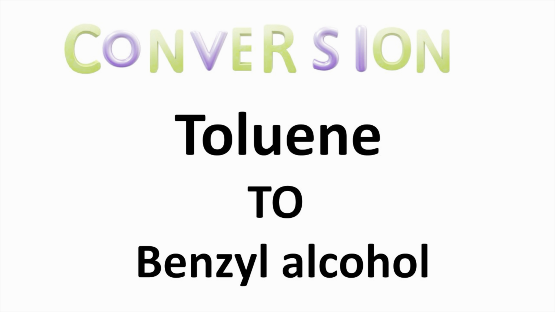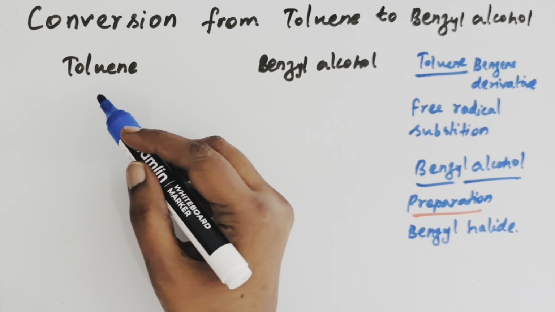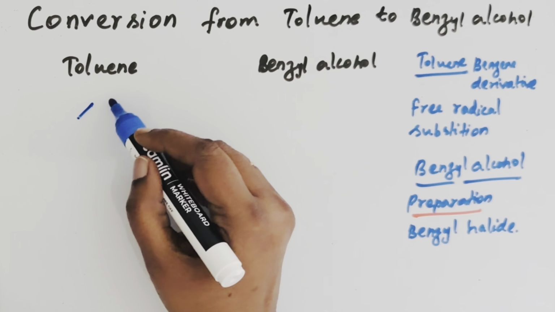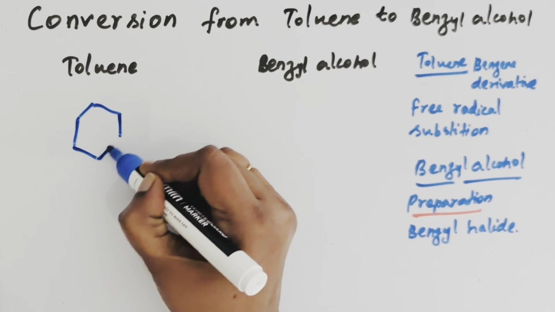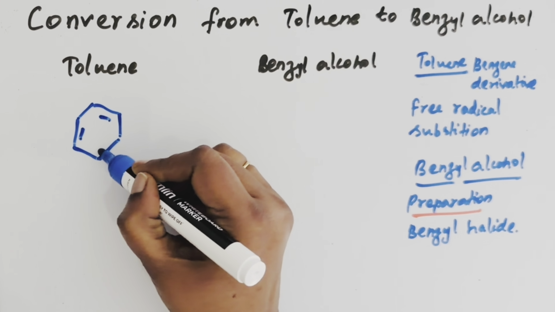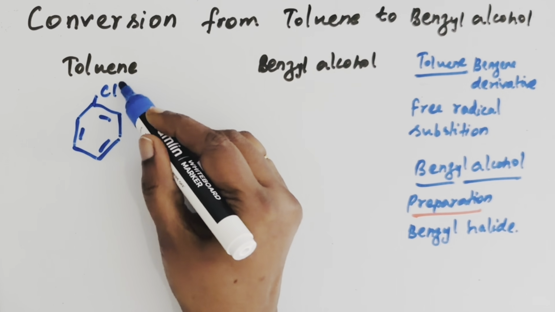In this video, let us see how to convert toluene into benzyl alcohol. For any conversion reaction, the first thing we need to do is write the structure of the compound. So toluene is a substituted benzene compound. Here the methyl group is substituted in the benzene ring.